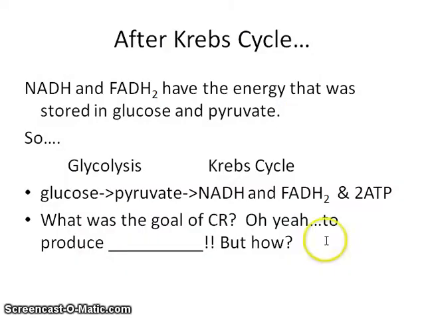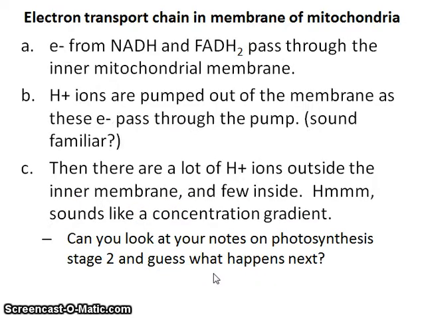We studied after the Krebs cycle, we kind of put everything together. We started with glucose, went to pyruvate, NADH, FADH2, and 2 ATP. With glycolysis here, with the Krebs cycle here. But we have to remember the goal of cellular respiration, and that was to produce ATP, adenosine triphosphate. And that's going to be through this right here.